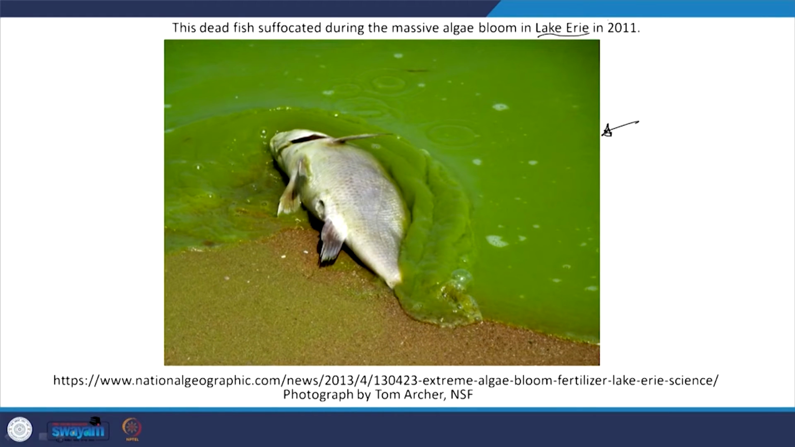This is from Lake Erie. Again, you can see the level of algal bloom. I might not have eye catching pictures from India, but again this is pretty common in Indian lakes too. Again, Indian lakes, people are encroaching upon Indian lakes left and right. There are few lakes if any left.